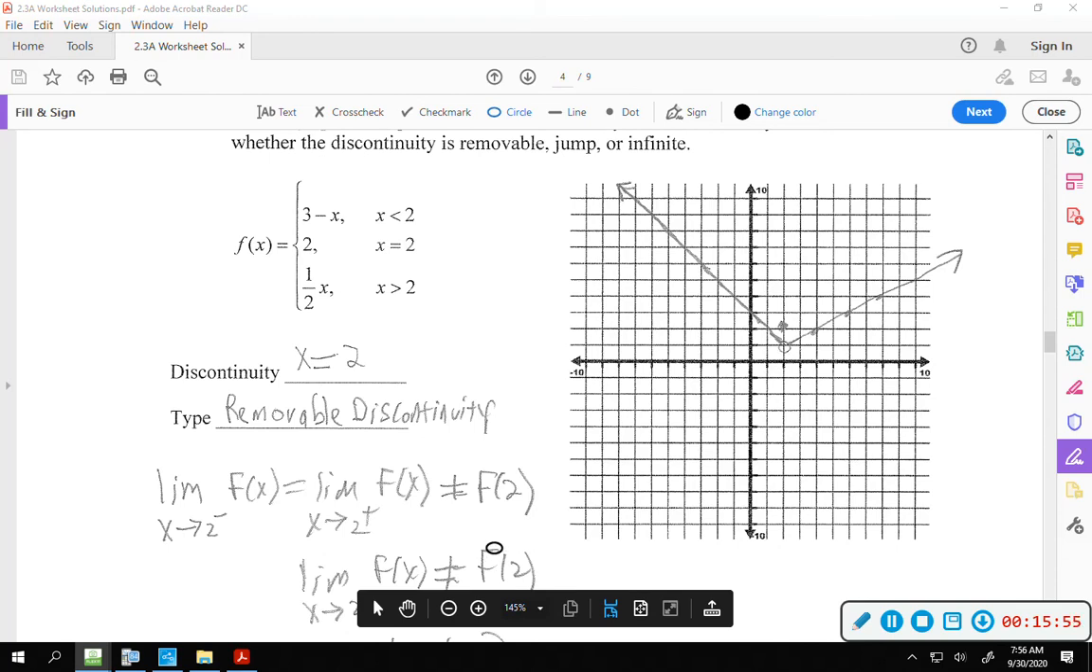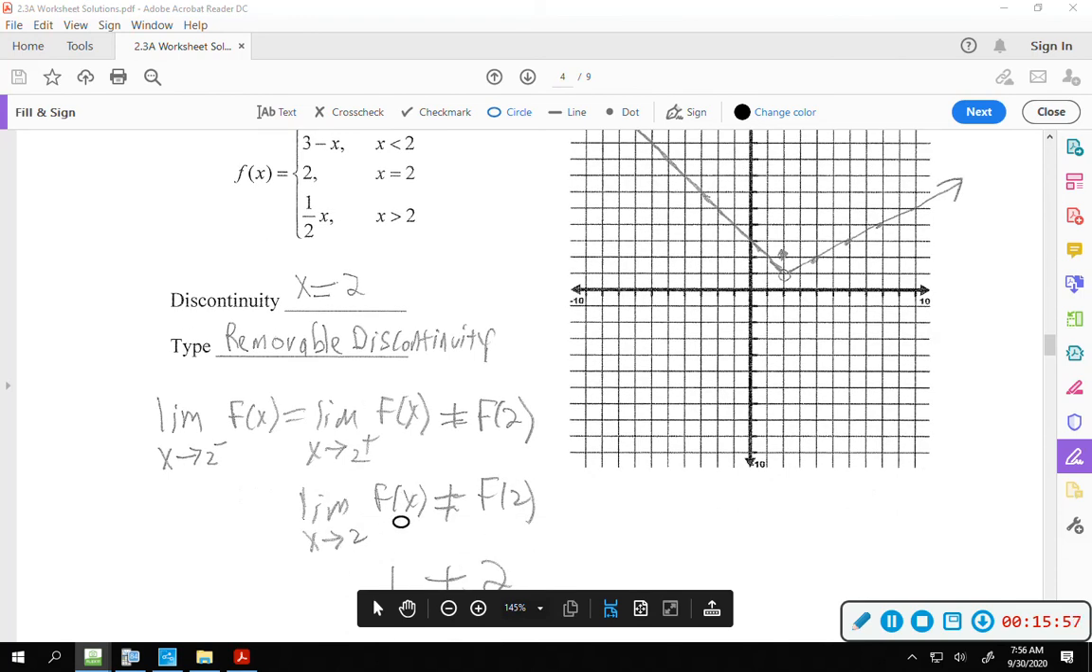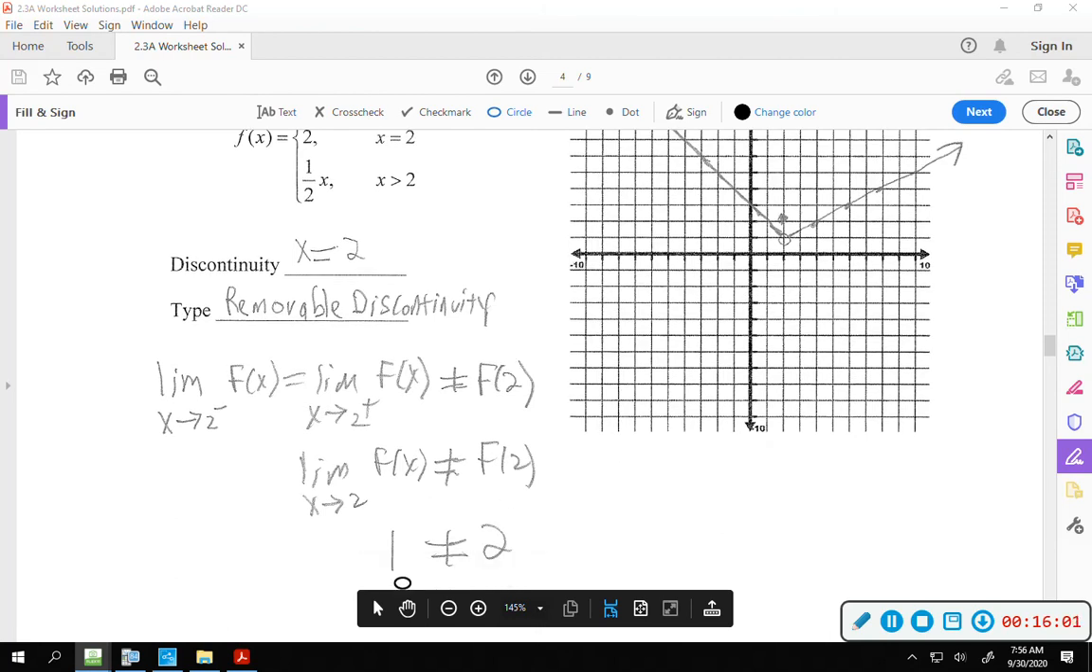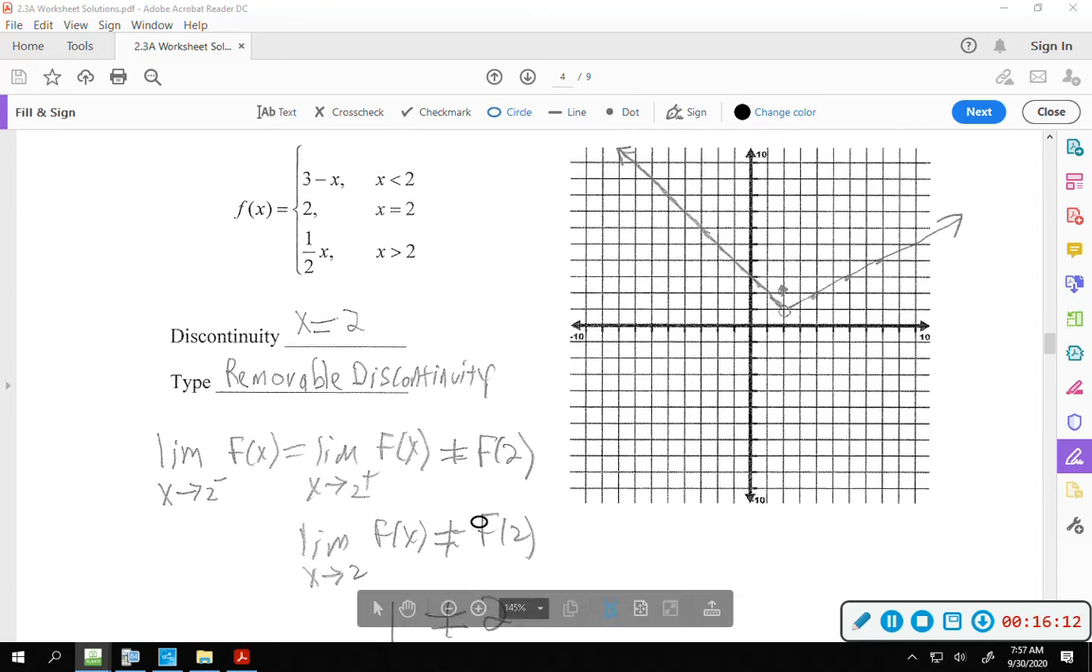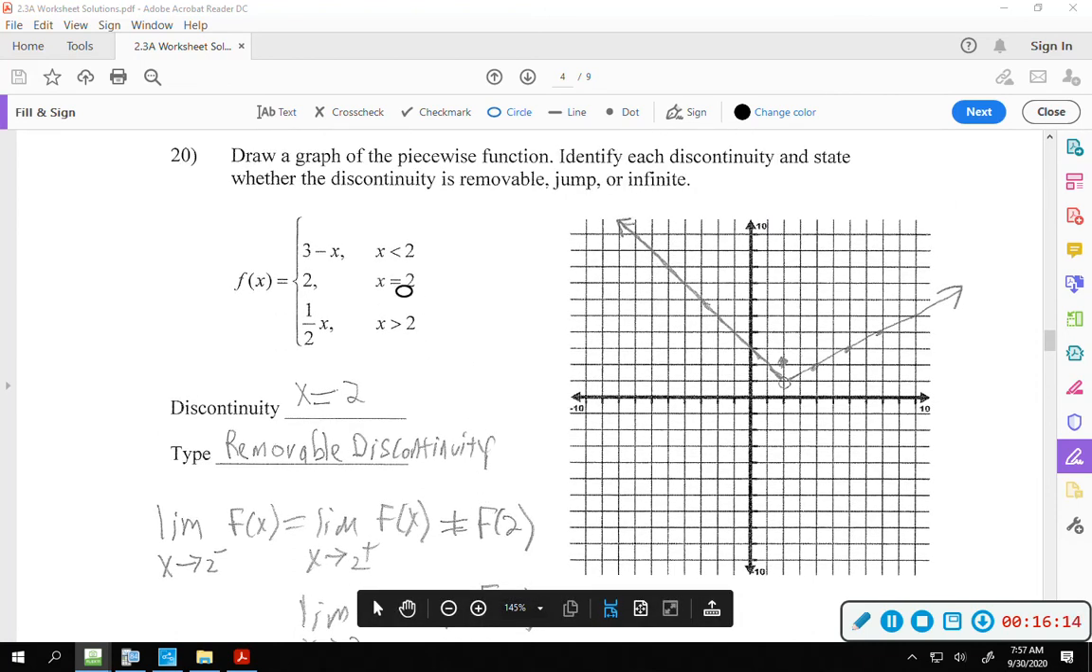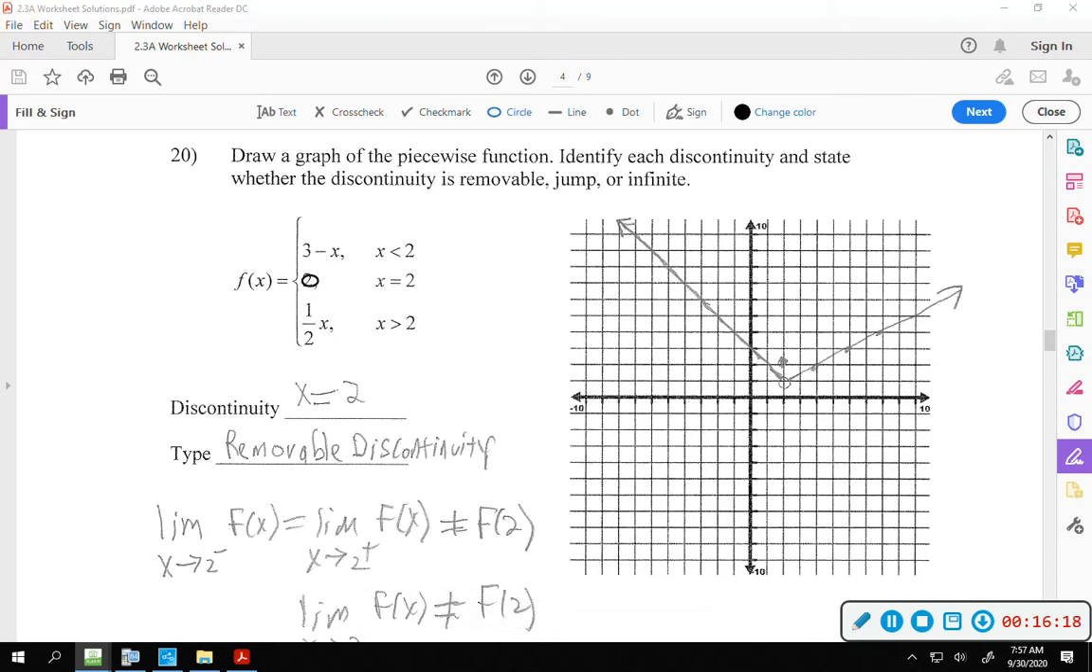But the limit as x approaches 2 of f of x does not equal f at 2. Because the limit as x approaches 2 is 1, and the value of the function at 2 is 2. If we wanted to make this piecewise function continuous, we could do that with one simple change. Instead of x equaling 2 producing 2, we would just change this number to a 1, and that would fill in the removable discontinuity from these 2 line segments.